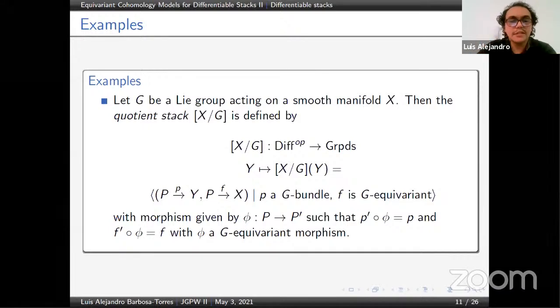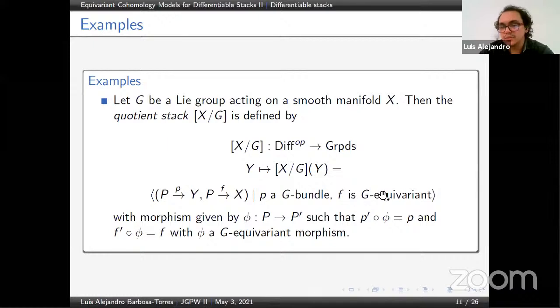Then, combining in some way these two examples, we are going to have the next one. This is when you have a Lie group G acting on a smooth manifold X, and we are going to call it the quotient stack for the smooth manifold X. And what it's going to do is take a smooth manifold Y and assign a Lie groupoid whose elements are pairs (P, f), where the first one is a principal G-bundle, and f is an equivariant morphism. The isomorphisms of this groupoid are going to be given by morphisms of principal G-bundles. That means they are isomorphisms that are well behaved with respect to this f, okay? This construction is quite classical in this context of stacks, so please keep this in mind.